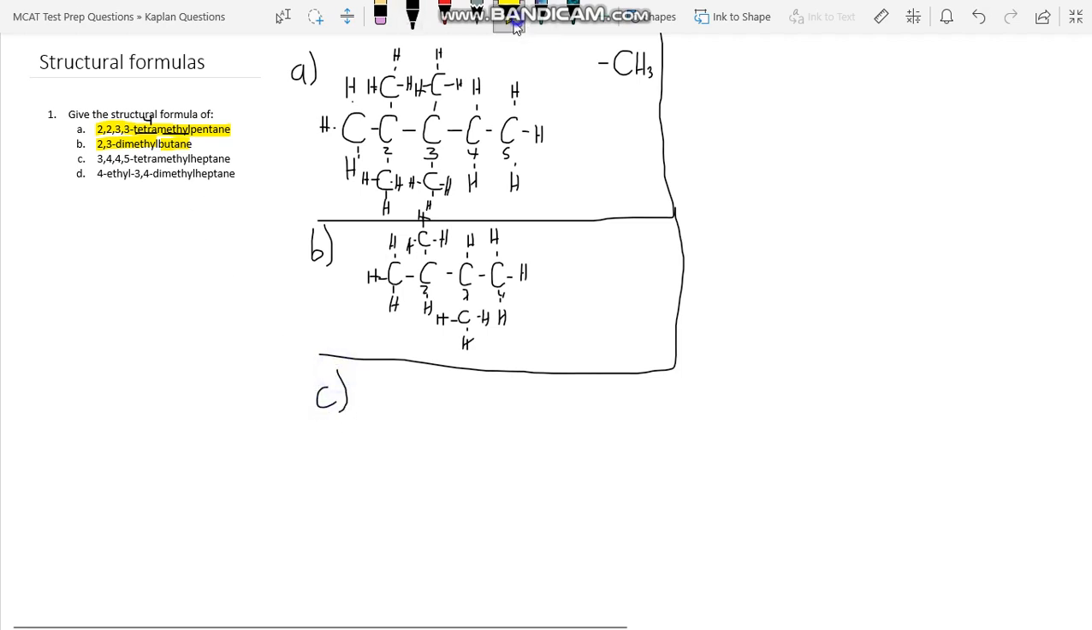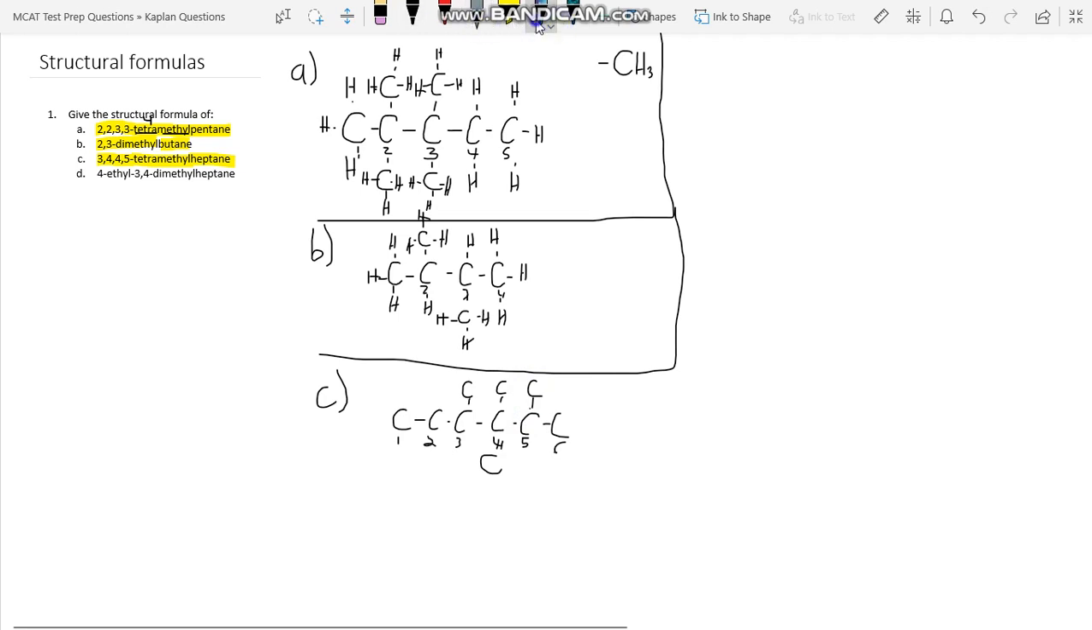For C, I look at what my base is, heptane. Hept, the root, means 6. So my carbon chain is going to have 6 carbons. 5, 6, and I'll number them. 2, 3. So now I have tetra, 4 methyl groups. 1 on my third carbon, 2 on my fourth carbon, and 1 on my fifth carbon. So 1. This one gets 2. And this one gets 1.